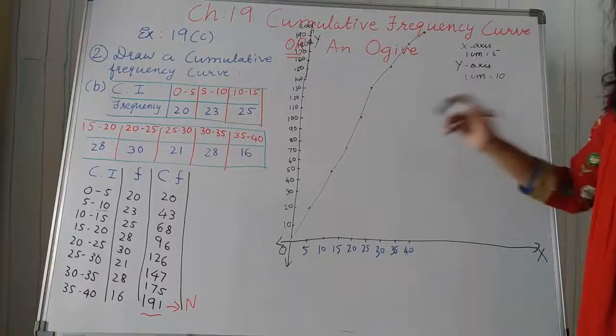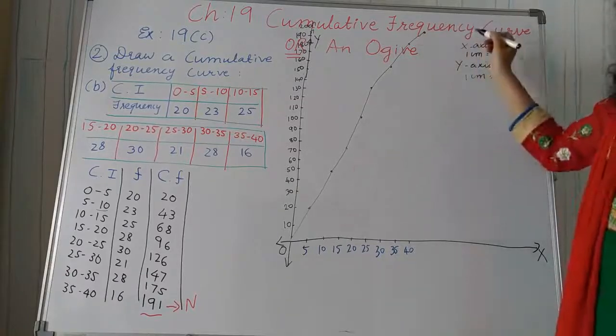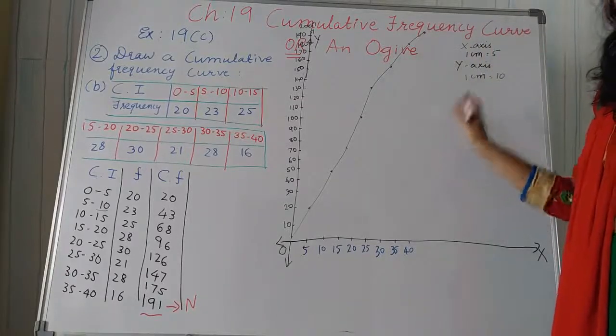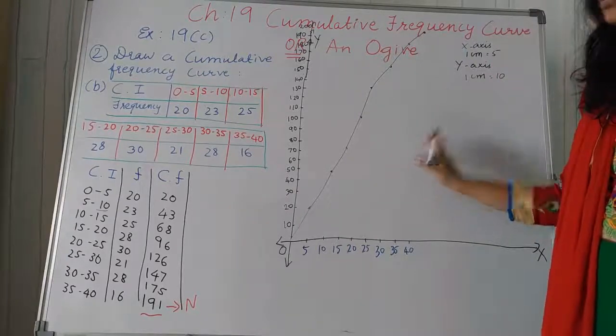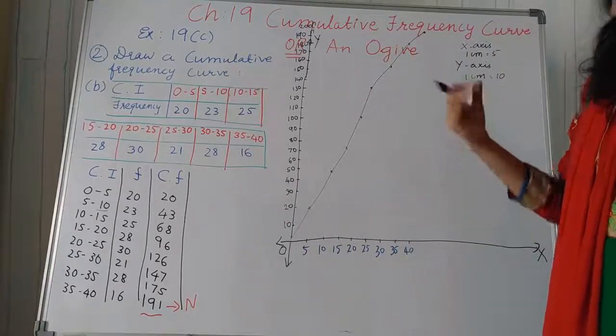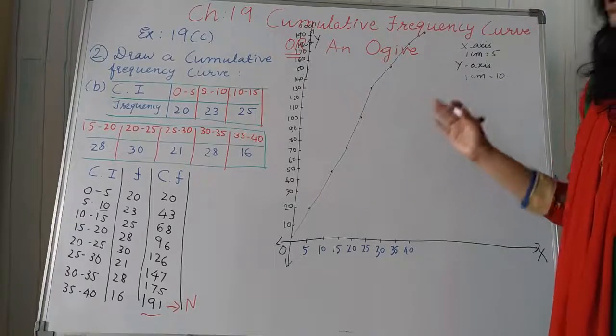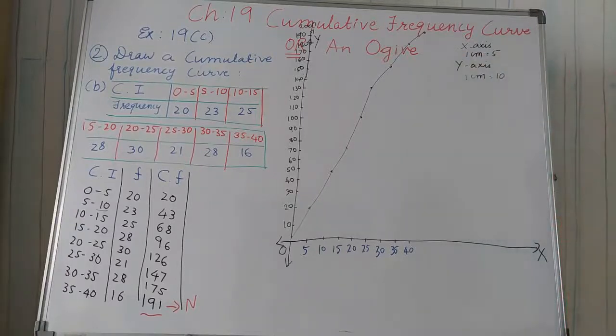So here you can see the shape is from down to upward. So now I have explained how to draw an Ojive. Next I will take how to draw medians and quartiles using the Ojive. One more question I will explain to you.